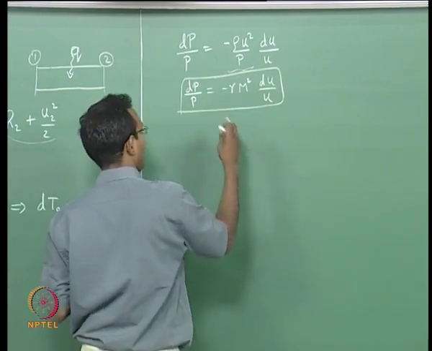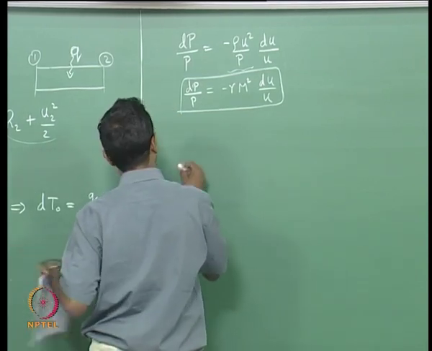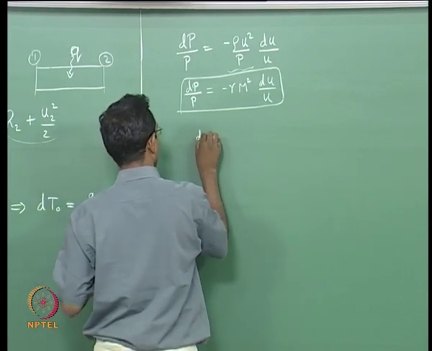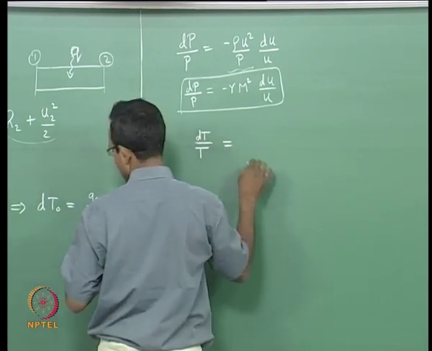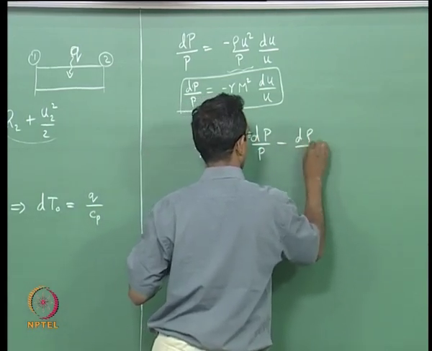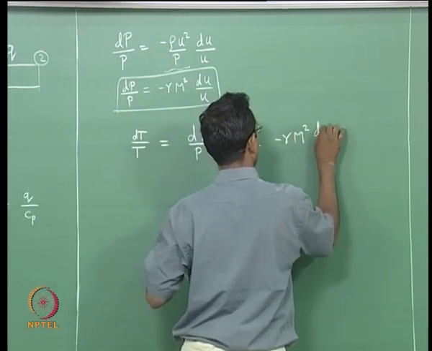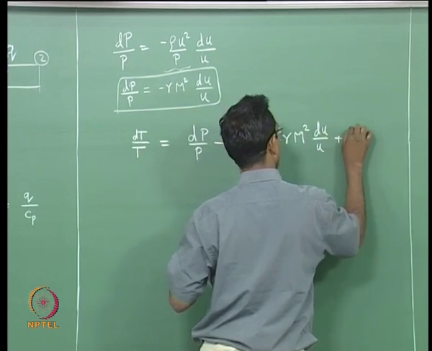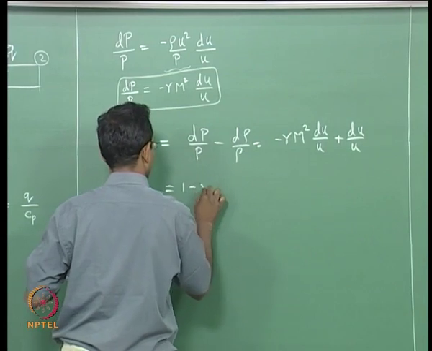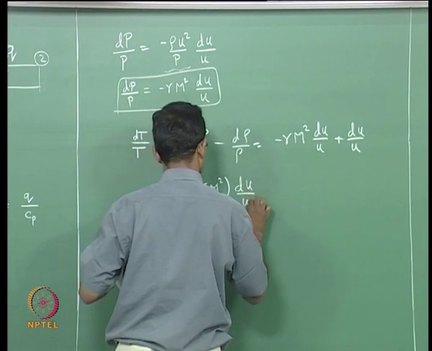Now, I will put this along with d rho by rho equal to minus dU by U from the mass equation into my P equal to rho RT expression. So, I am going to have dT by T is equal to dP by P minus d rho by rho, which is equal to minus gamma M square dU by U plus dU by U. So, I am going to get 1 minus gamma M square times dU by U.